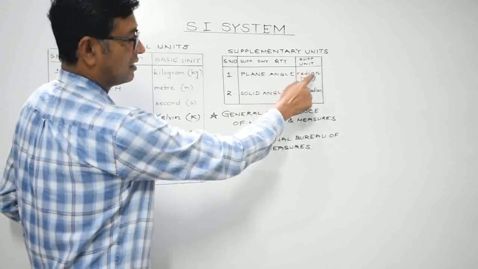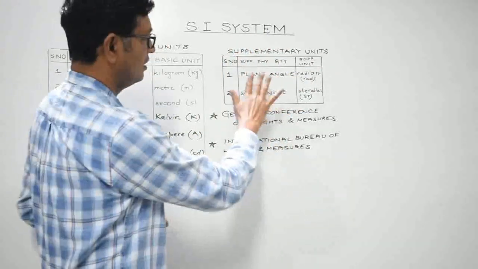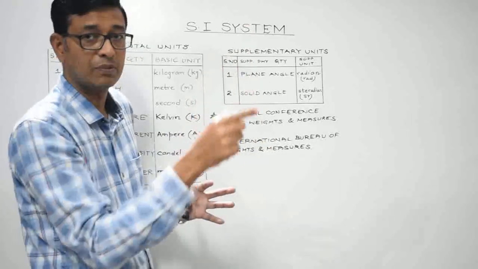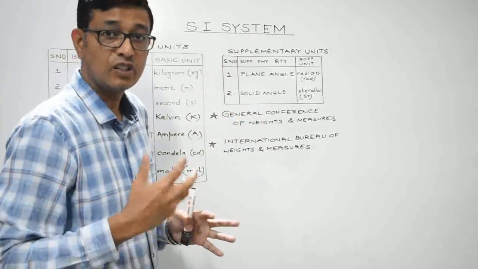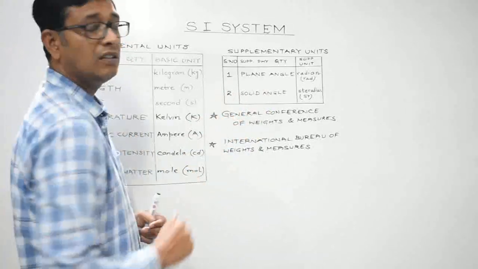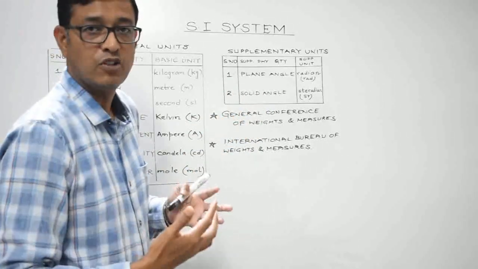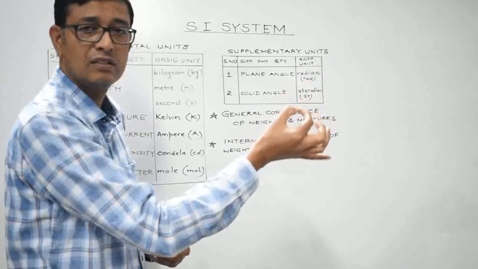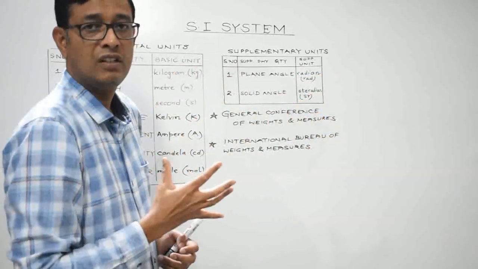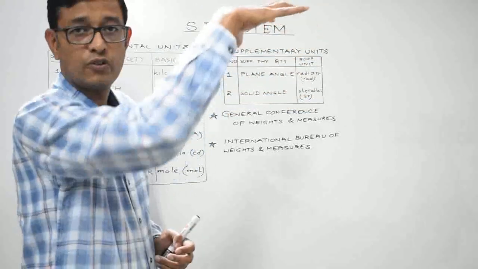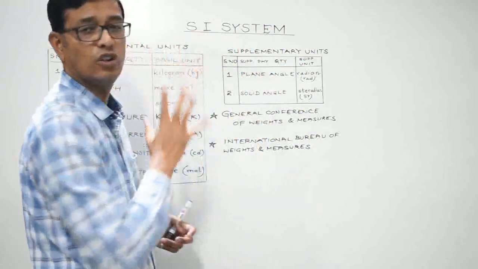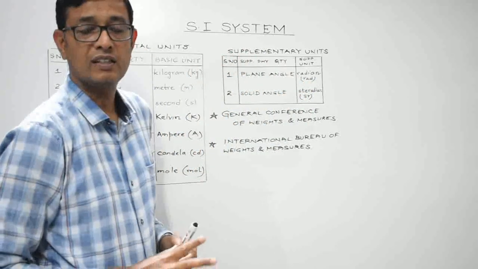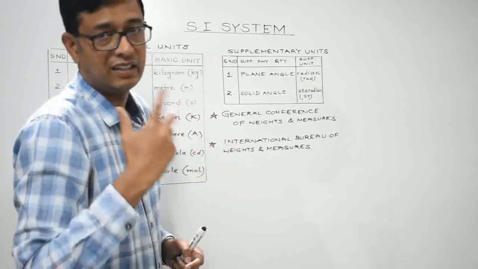Plane angle, its SI unit is radian. This term will be used in 2 dimensions. In the case of a circle, the angle subtended by an arc at the center, that is plane angle. Solid angle, this is the term used in 3 dimensions. Consider a closed surface at a point in the interior, the angle subtended by any portion of that closed surface is the solid angle. So the SI unit of plane angle is radian, the SI unit of solid angle is steradian.